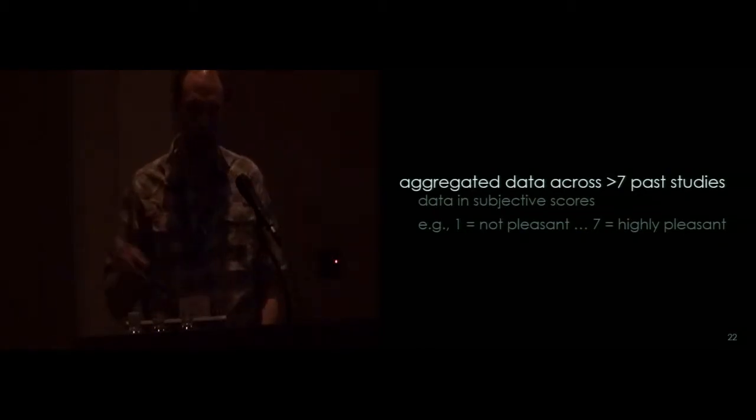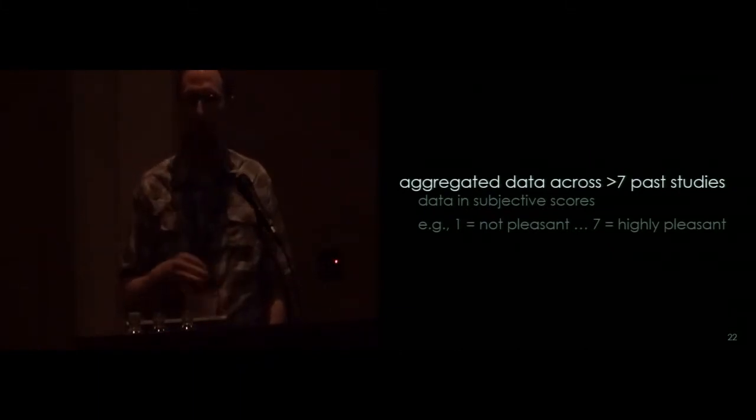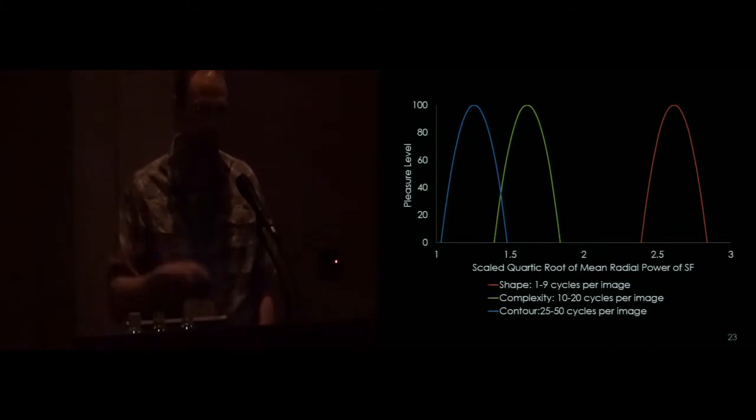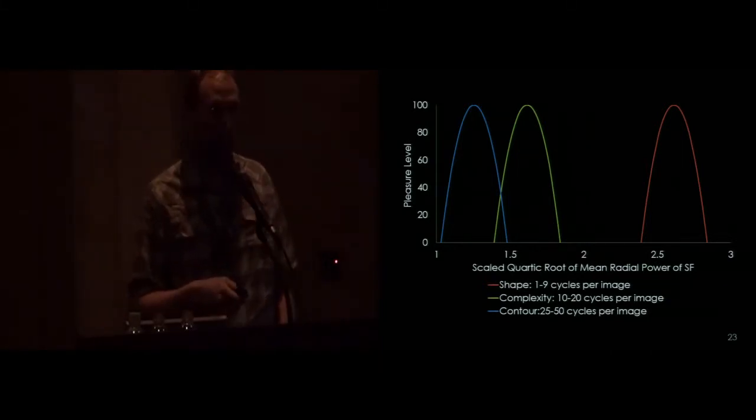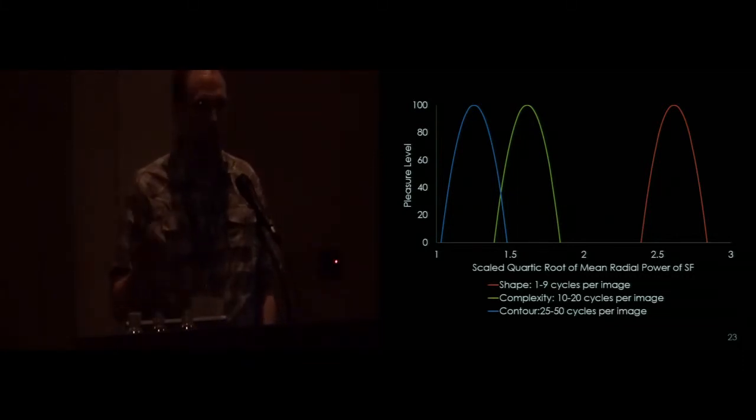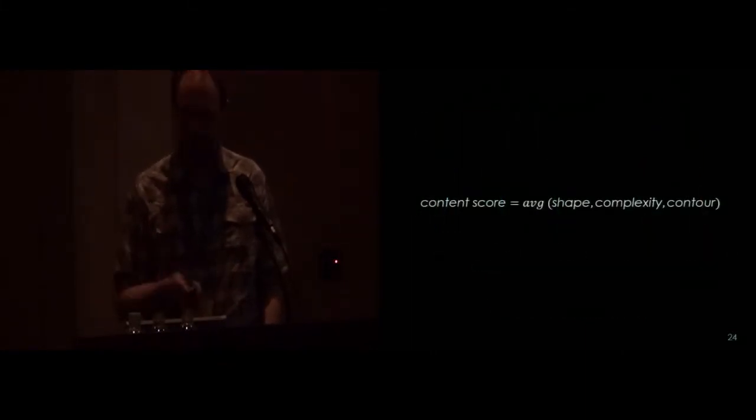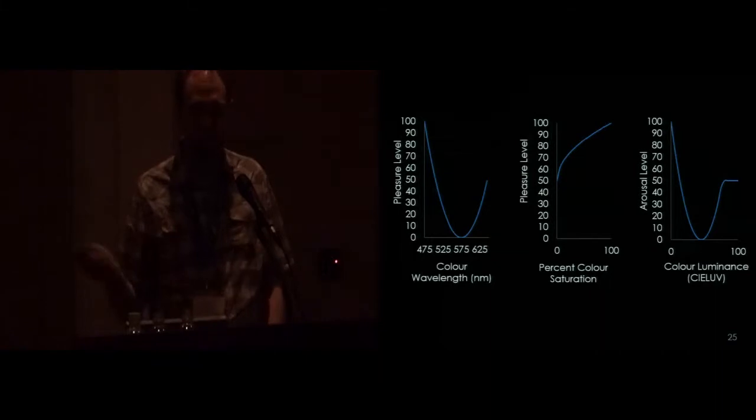So in order to come up with our model, we aggregated data over a variety of different studies. There are more than 7 past studies that we looked at, and people did things like rate photographs on different types of scales, from not pleasant to highly pleasant. And we normalized these scores across these different studies and came up with our own model based on these results. And it turned out to look very quadratic. So this one was essentially an upside-down quadratic curve for shape, complexity, and contour. And so it's known, based on this past literature, that these peaks are the places where people will feel high valence experiences, and the other ends are low valence experiences. And so we came up with a content score that was just the average of these 3 things.